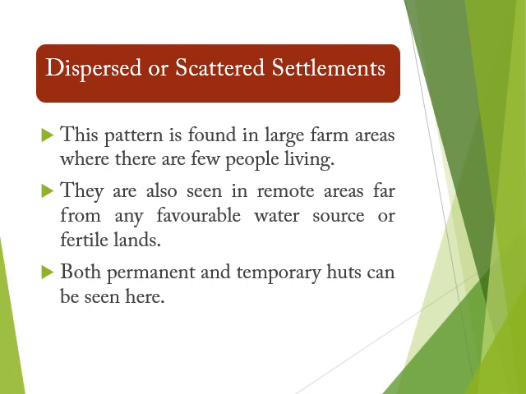When we talk about dispersed or scattered settlements, this pattern is found in large farm areas where there are few people living. So this type of settlement is found where there is less population. They are also seen in remote areas far from any favorable water source or fertile lands. Both permanent and temporary huts can be seen here.